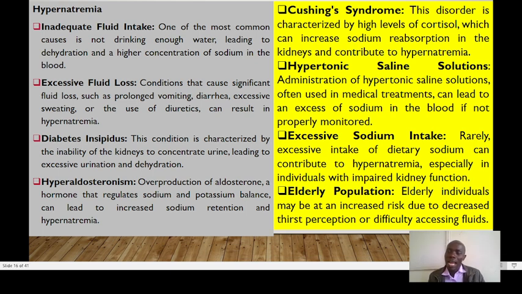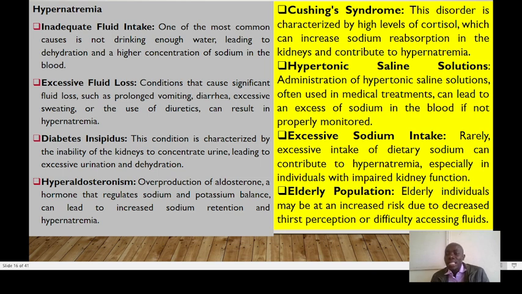So now let's look at hypernatremia. This is increased sodium level. Remember, the normal range you have already indicated is between 135 to 145. So this is more than 145 milliequivalents per liter. This could be caused by inadequate fluid intake. You're not taking in enough fluids, so this leads to dehydration and a higher concentration of sodium in blood.